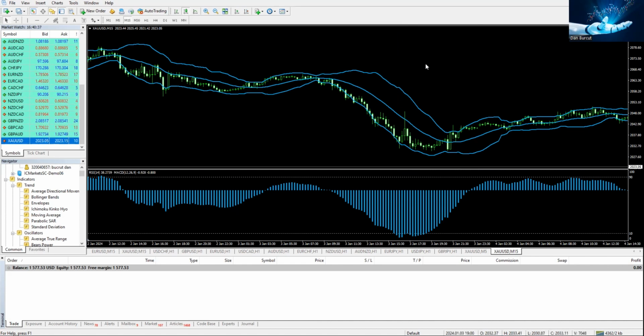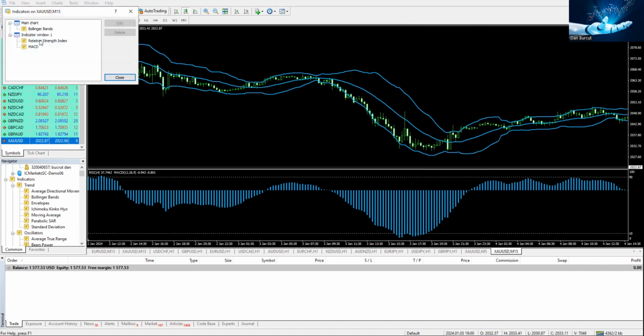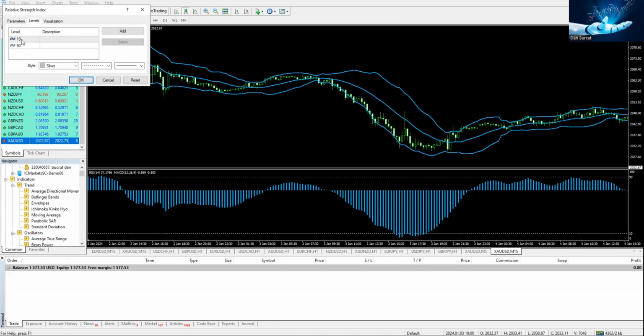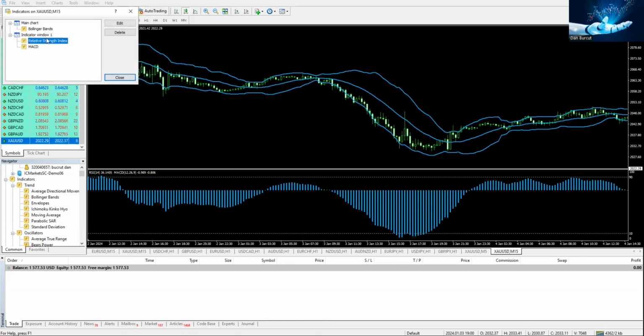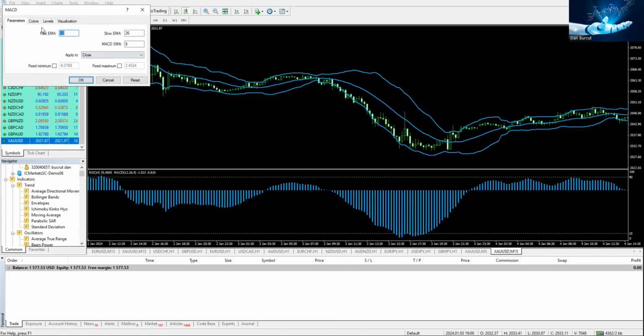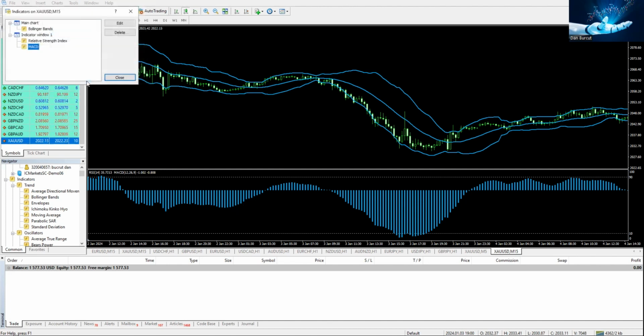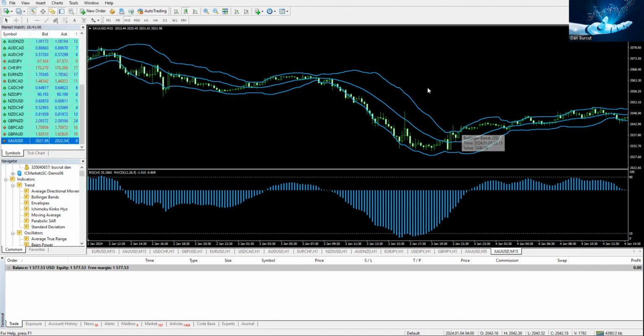RSI, I only need the levels for the overbought and the oversold area. The MACD, we don't need the signal. We leave the parameters as they are. We only need the histogram that it's painting, and we use it as our signal trigger. And the Bollinger Bands don't have any special setup, I only change the color and the thickness of the bands.